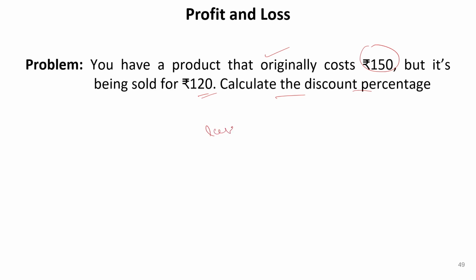So loss percentage is equal to... why will you say loss percentage? Because the selling price is actually lesser than the cost price. It is equal to the loss amount, that is 150 minus 120, multiplied by 100, divided by the cost price, that is 150. This is equal to 30 by 150 into 100. So 1 by 5, so it will be 20%. So 20% loss.